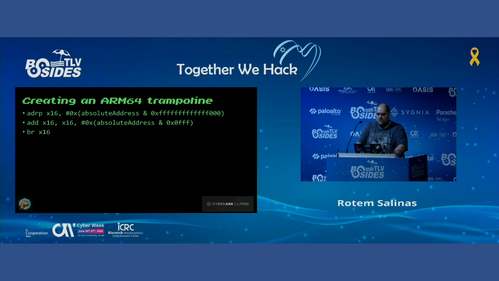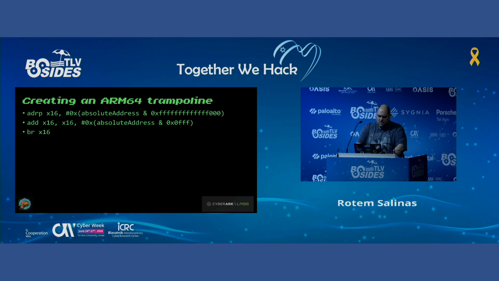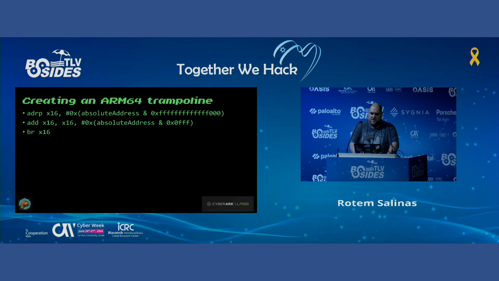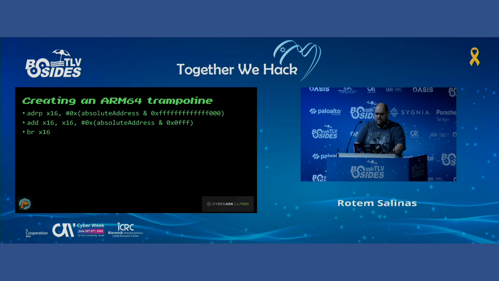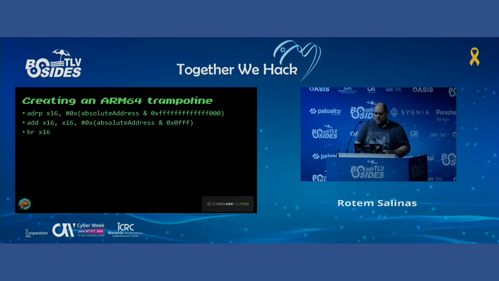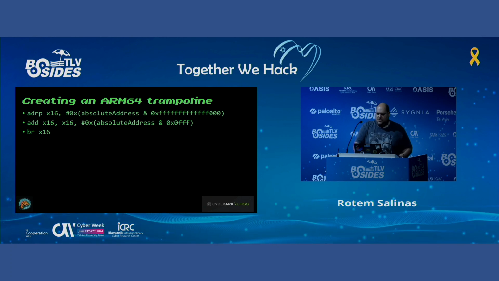The first opcode assigns a register with the page address of our target address. The second opcode adds the offset within the page to the same register, which is basically the 12 least significant bits. And the third opcode jumps to the address stored in the same register.